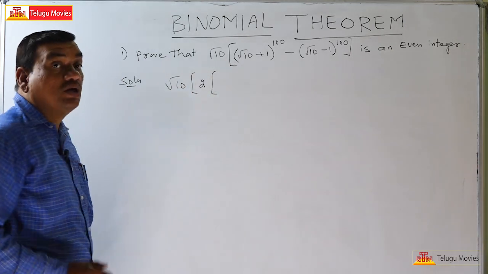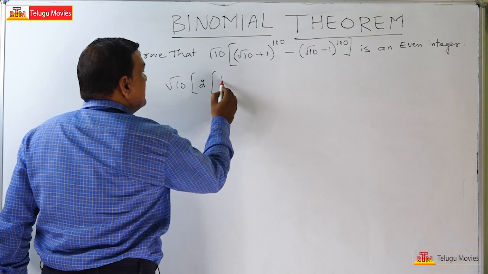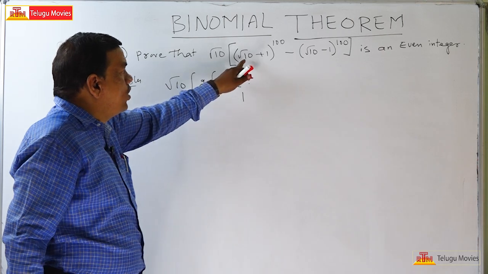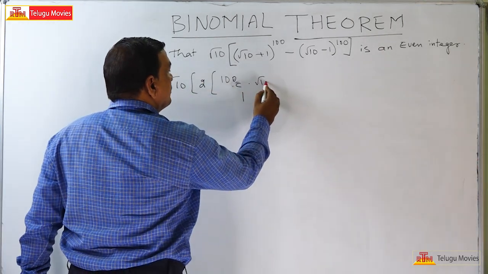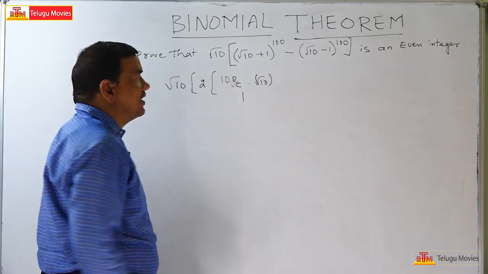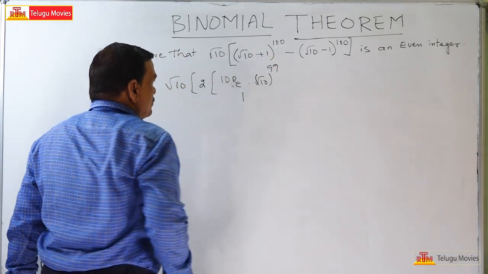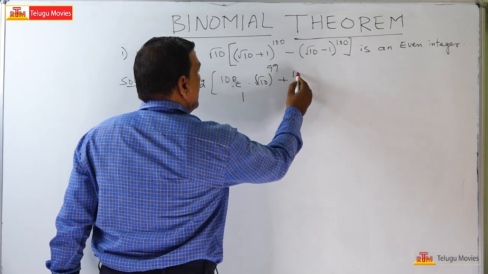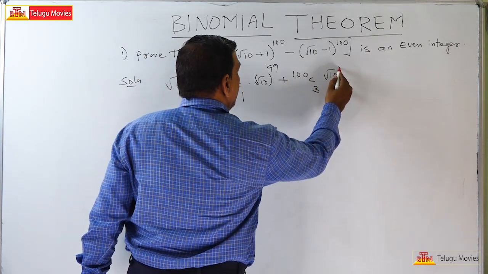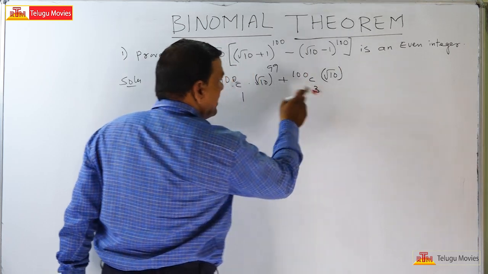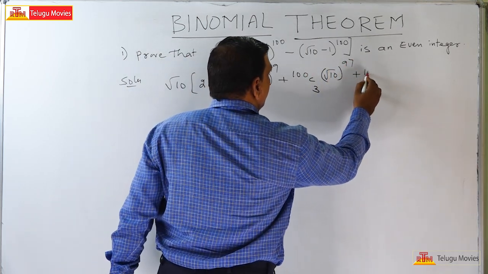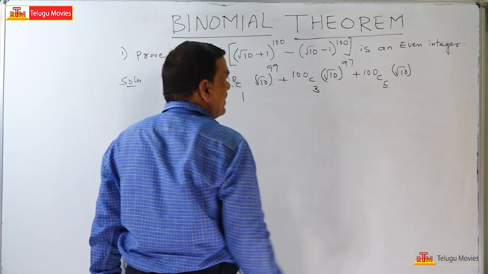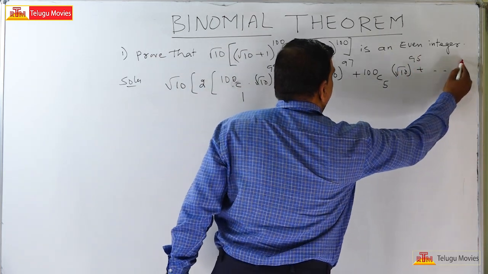Again, one more thing you have to remember: 2 times 100c1 root 10 whole to the power of 100 minus 1, that is 99. Of course here 1 to the power of 1 no need to write down, plus 100c3 root 10 whole to the power of 100 minus 3, that is 97. One more I will write down, 100c5 root 10 whole to the power of 100 minus 5, that is 95, plus so on. So this is the expansion.